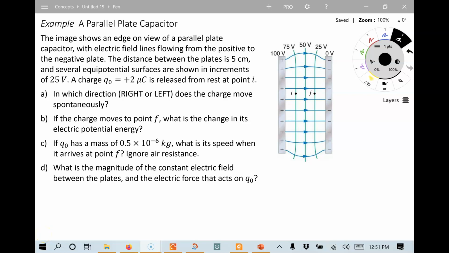Hi, this is an example problem about a parallel plate capacitor. Pause for a moment and read the question. So we see that there are two plates here. They're in profile, right? They extend into the screen.